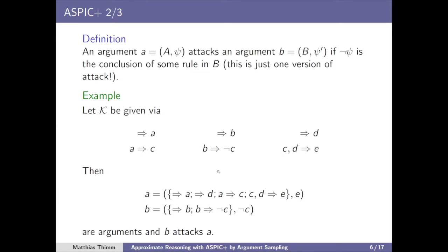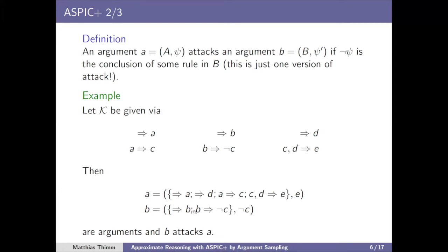So for example, if we take A and if we take D, then A gives us C, and together with D we can entail E. So this is an argument for the conclusion E. From A, from D, A implies C, C and D get us E. This is the argument for E. And another argument, if we just assume B, from B, not C, gives us the conclusion not C.